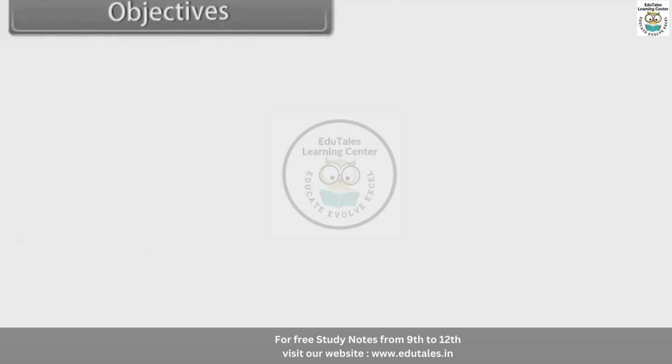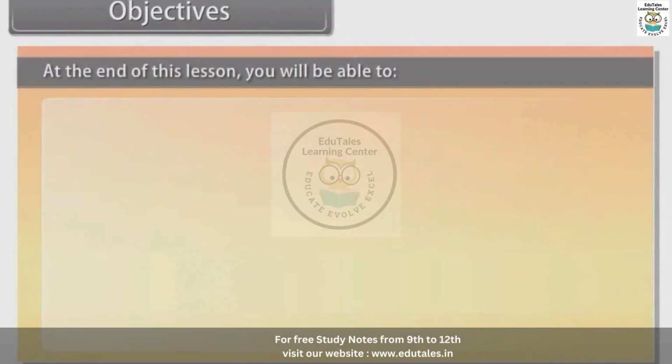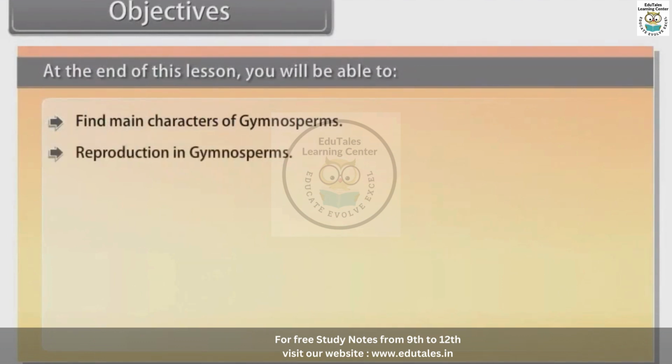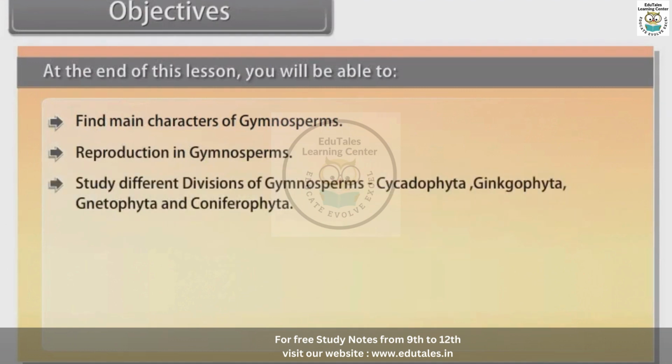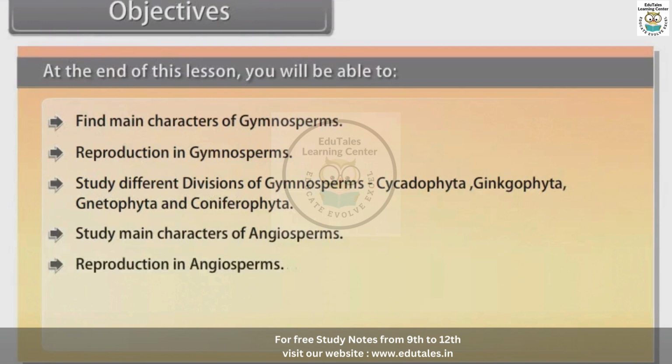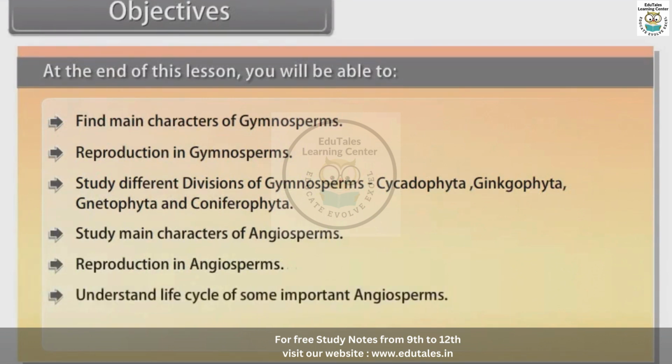Objectives. At the end of this lesson, you'll be able to find the main characters of Gymnosperms, reproduction in Gymnosperms, and study the different divisions of Gymnosperms: Cycadophyta, Ginkgophyta, Gnetophyta, and Coniferophyta. Study the main characters of Angiosperms, reproduction in Angiosperms, understand the life cycle of some important Angiosperms, and study plant life cycles and alternation of generations.